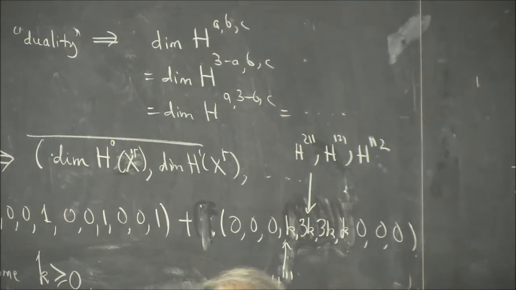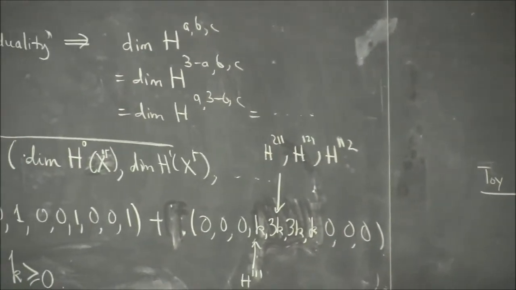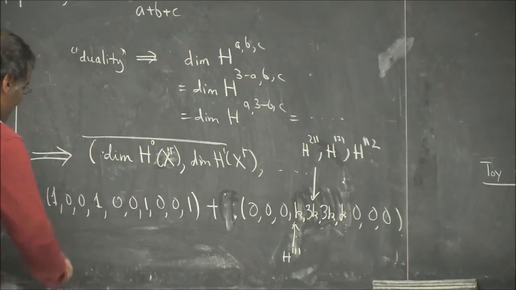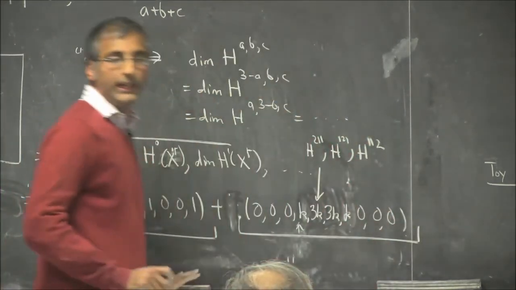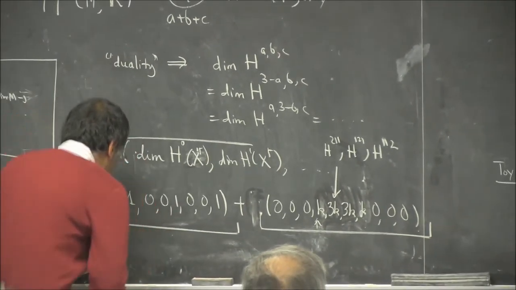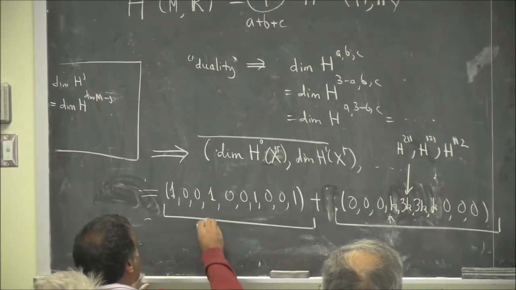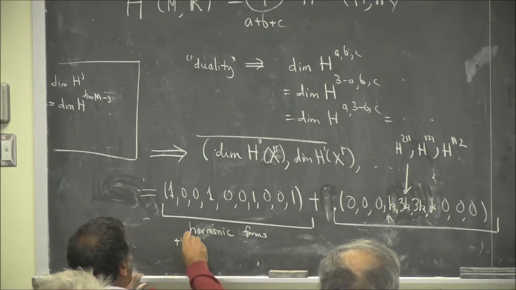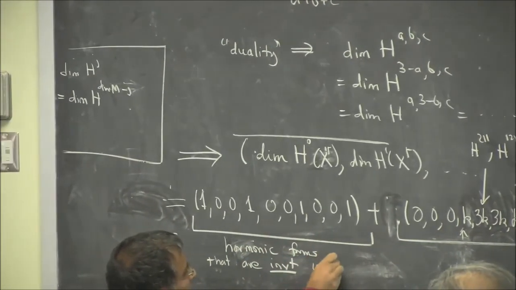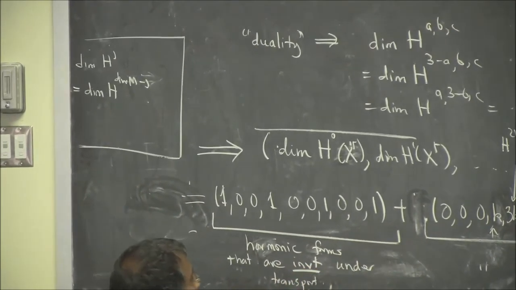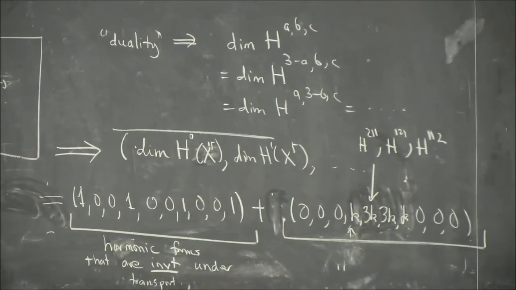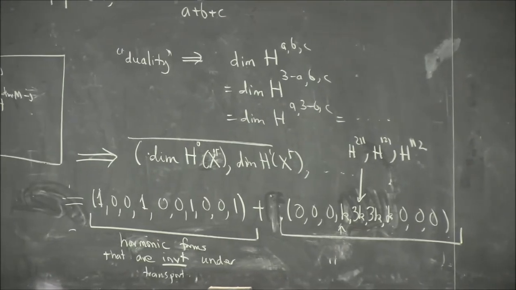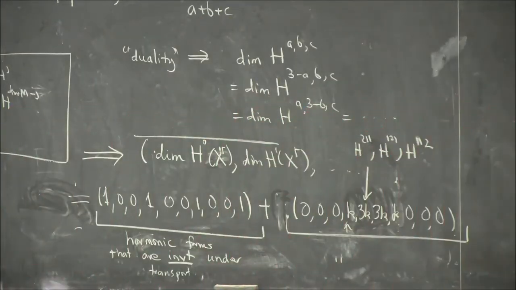All right, now in fact, you can understand these two pieces. What does this piece mean? This decomposition corresponds to splitting the cohomology into two pieces. This piece here corresponds to harmonic forms that are actually invariant under parallel transport. And this is sort of everything else.